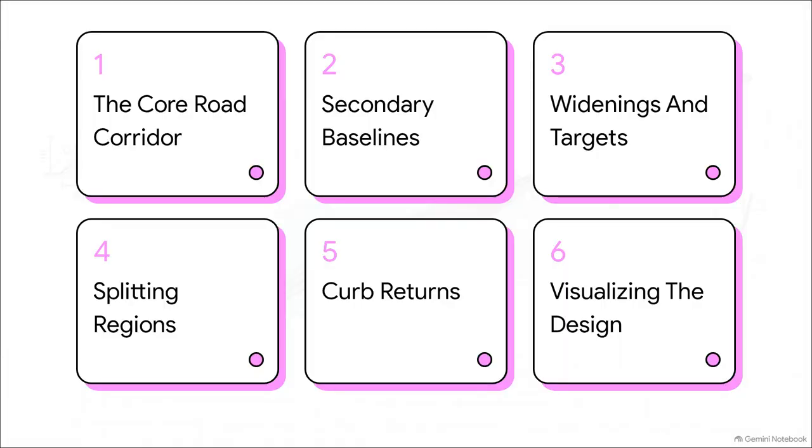First up, the core road corridor. Then, establishing secondary baselines, accommodating widenings and targets, splitting regions for intersections, modeling the curb returns, and finally, visualizing the final design. Let's get right to it.